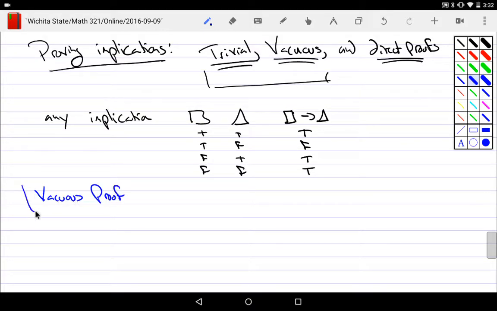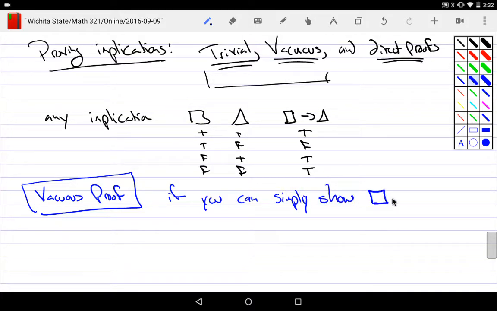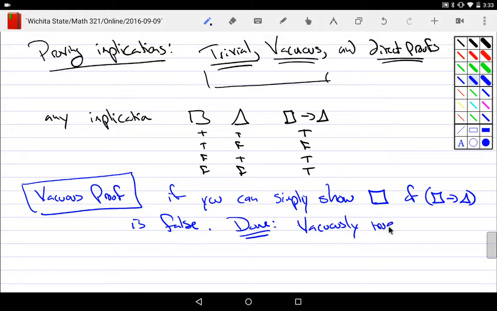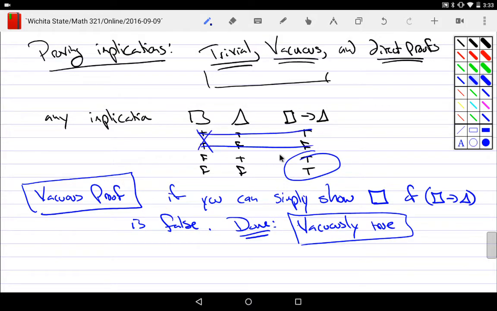A vacuous proof is simply that if you can show that the left-hand side of your implication is false, you're done. We have it being vacuously true. It doesn't matter. It's those two lines right there. Because this never happens, the first two rows are gone. Since the left is false, it's just going to be vacuously true. It's sometimes a silly argument, but in the end, if you can show that, we're good to go. You're going to show that the entire implication is true.